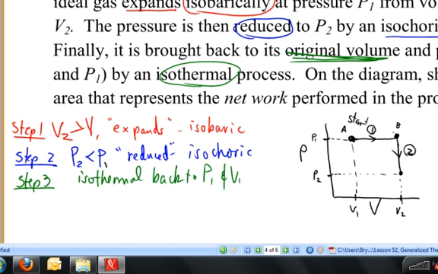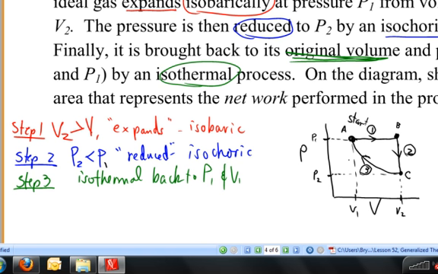The third step of the process is an isothermal process. Isothermal means an inverse process, and so I'm going to go from the point where I ended, point C, back to point A, and I'm going to do it in an inverse sort of way. So my third step in my process is going to be along this isotherm.